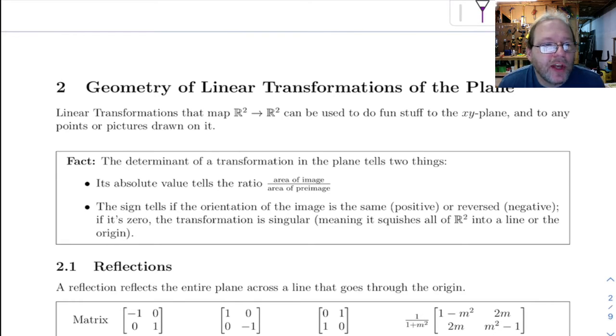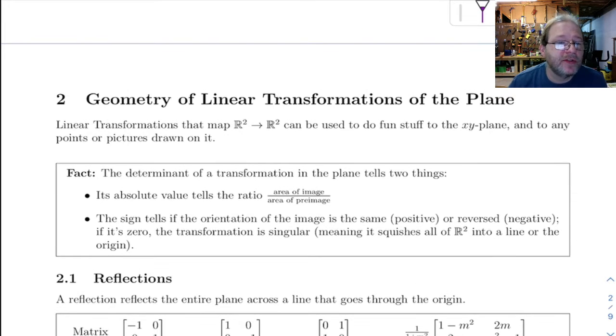Okay, next thing we're going to look at is geometry of linear transformations of a plane. So these are all going to be transformations from R2 to R2. And so they're going to have a 2 by 2 matrix, A, B, C, D. And depending on the numbers in that matrix, different things will happen.